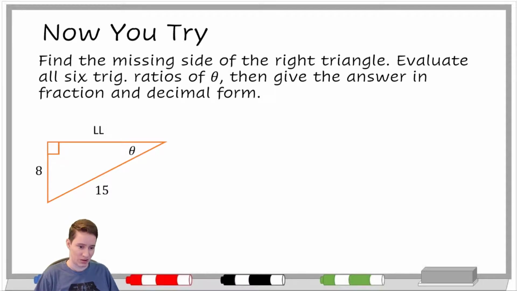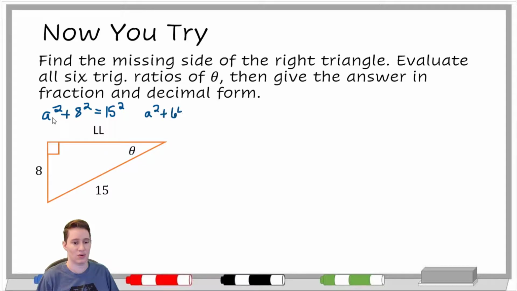Okay, so Pythagorean theorem: 8 squared plus LL, so longer leg, squared equals 15 squared. I would rather use A for LL in my Pythagorean theorem personally, because squaring LL looks weird in my opinion. A squared plus 8 squared equals 15 squared. So A squared plus 64 equals 225. So we'll subtract 64 and get 161.